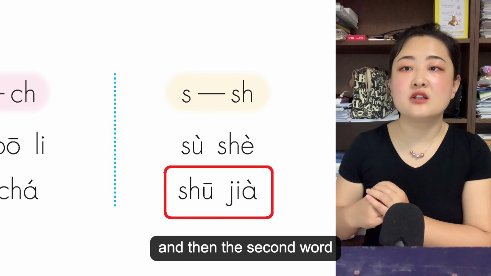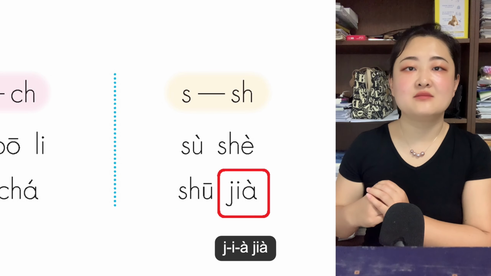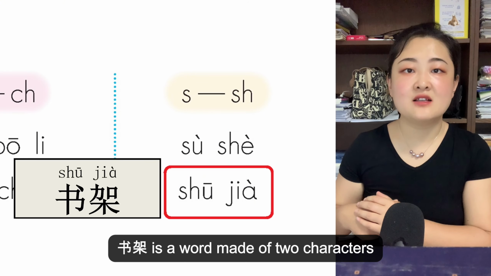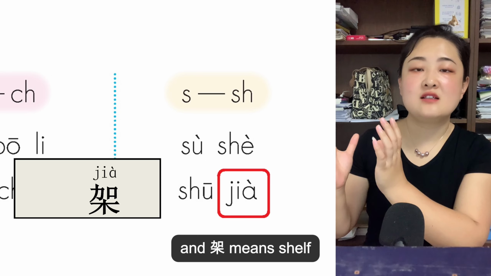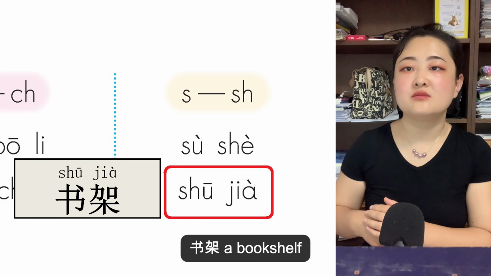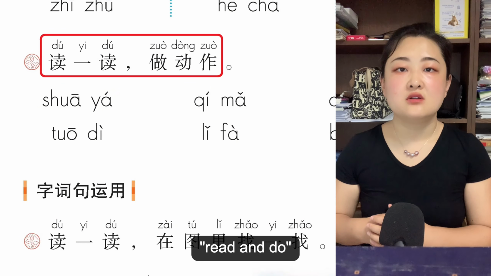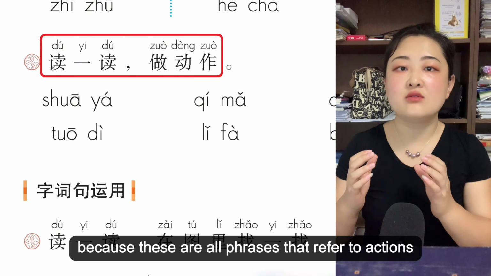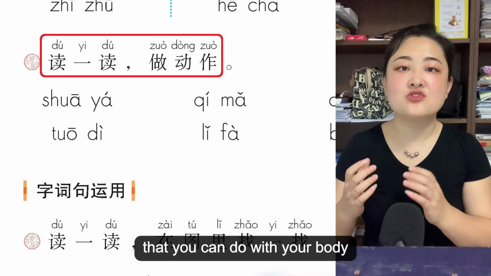And then the second word, 书架. 书架 is a word made of two characters. They are written this way. 书 means books and 架 means shelf. 书架, a bookshelf. And then this next section is 读一读做动作, read and do. Because these are all phrases that refer to actions that you can do with your body.